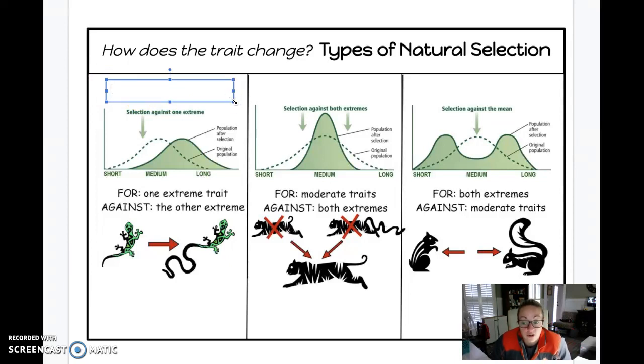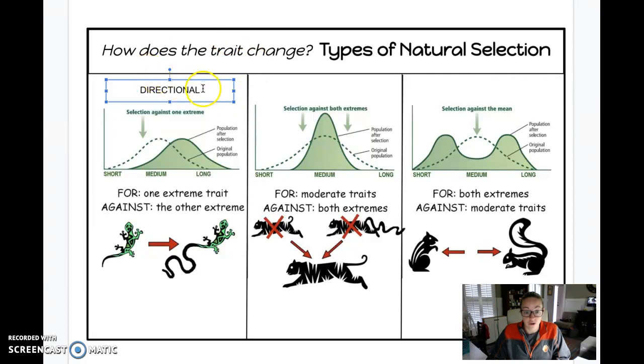So where you see my text box, this first one on the left where we have the movement of the line to the left, your phenotypes here are short, medium, long. Okay? So the image at the bottom, you have the two lizards, and we're talking about the lengths of their tails. In this case, we are selecting for one extreme trait, and these are the ones that do the best. The ones that are selected against, the ones that don't do well, are the opposite extreme. Okay? This is an example of directional selection.